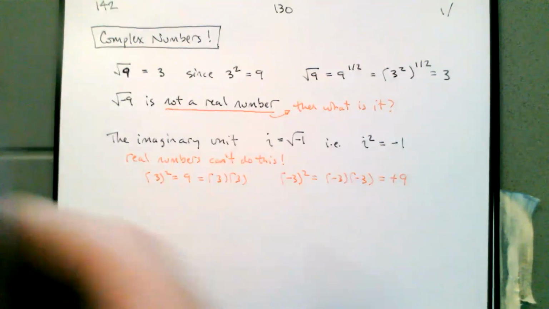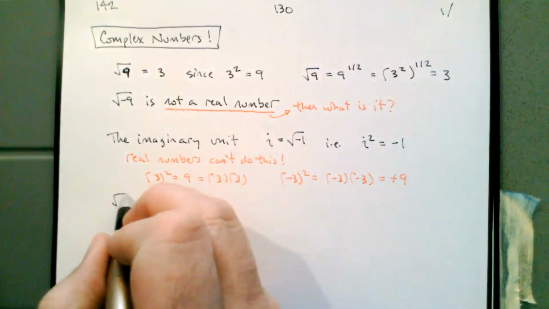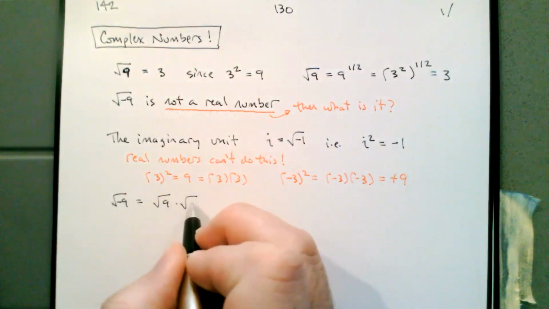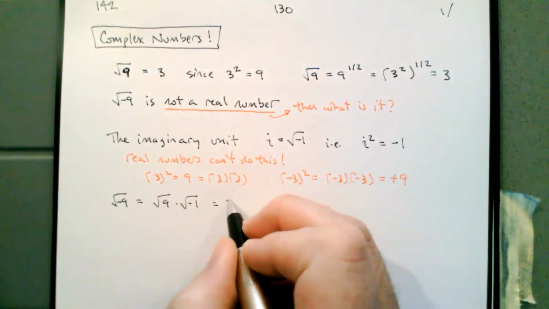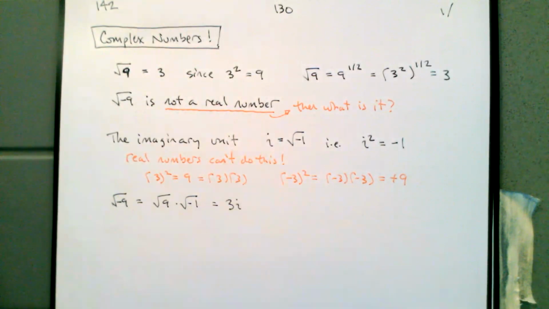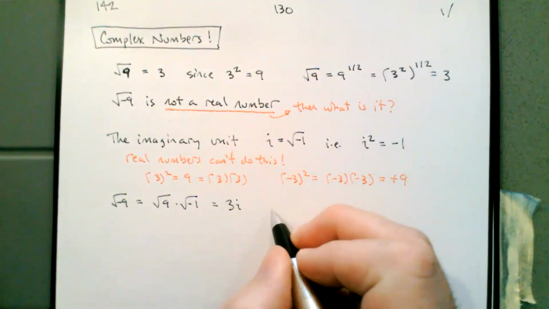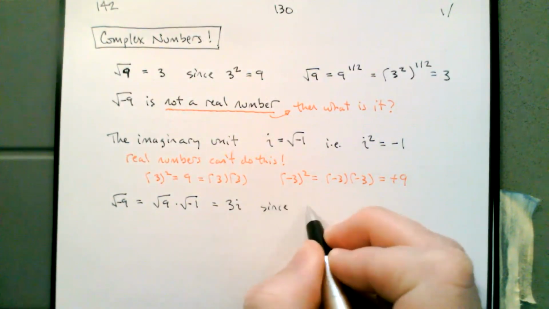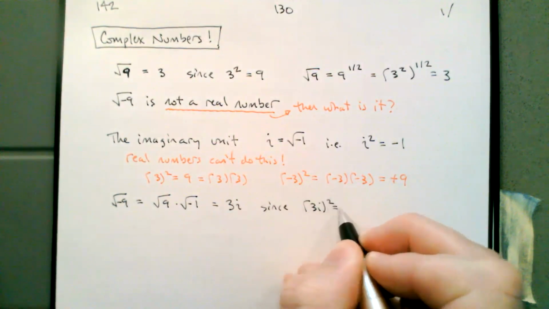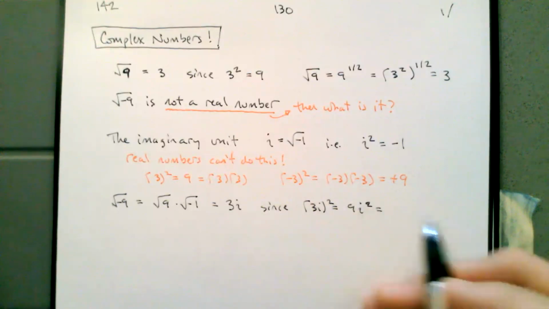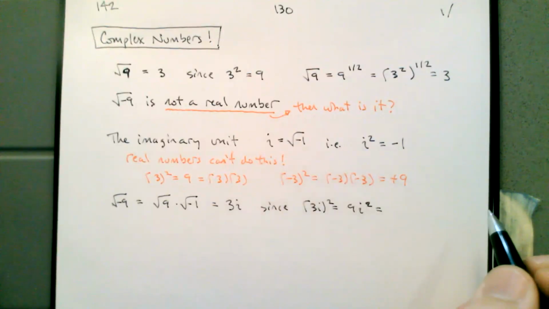So now, if I want to find the square root of -9, I just break this up into the square root of 9 times the square root of -1, the square root of 9 being 3, and the square root of -1 being i. So we can say that the square root of -9 is 3i. Because if we take 3i and square it, three squared is 9, and i squared is -1. And i squared is this weird imaginary unit such that when you square it, you get -1.